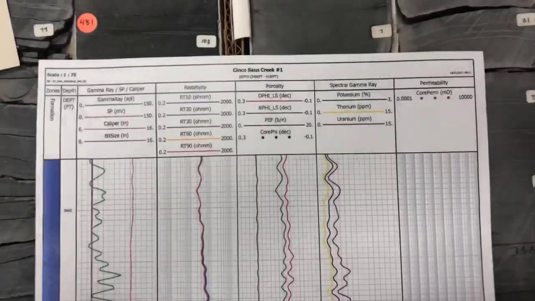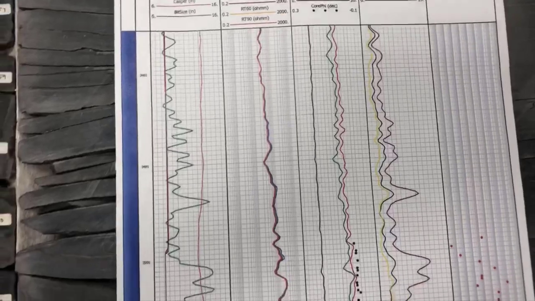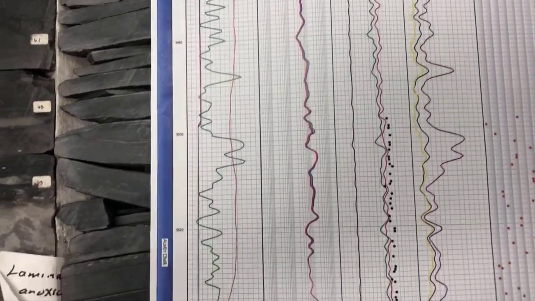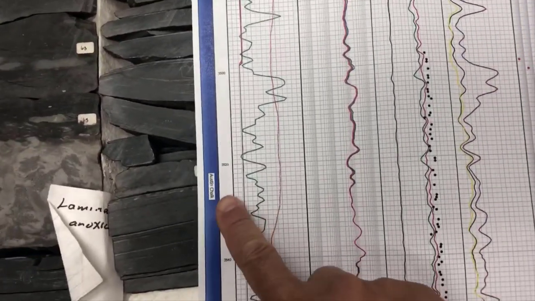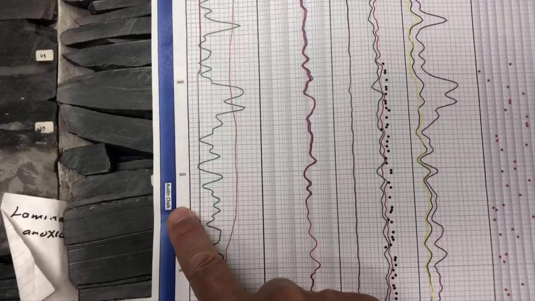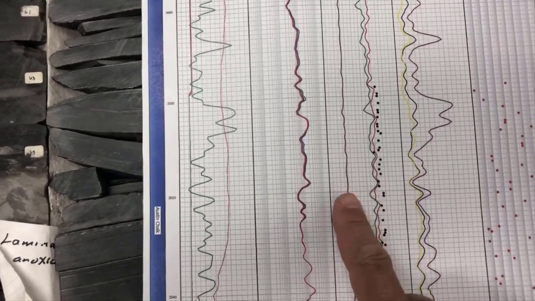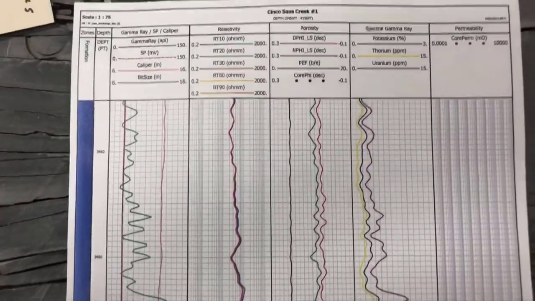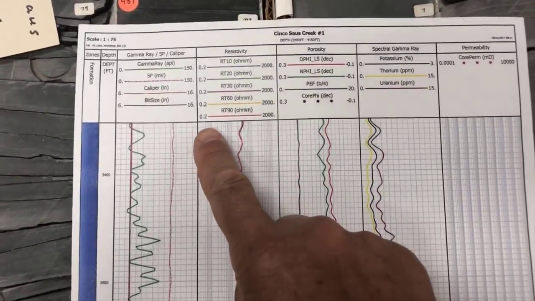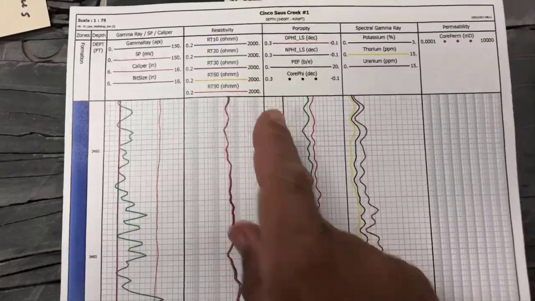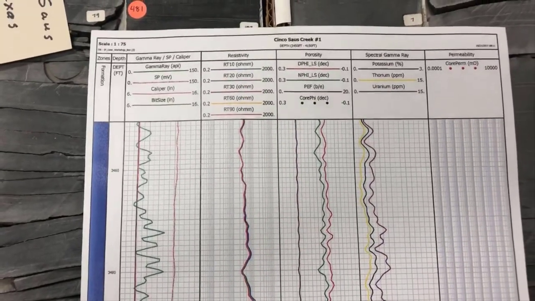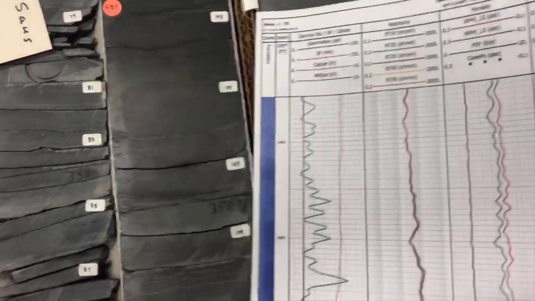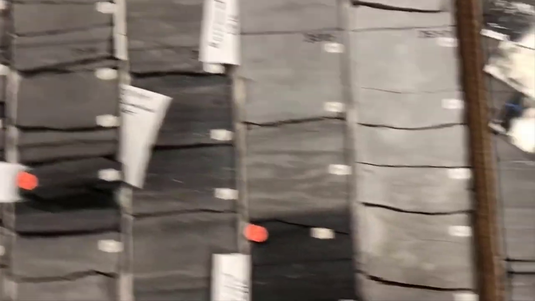So we're beginning. This part is the Austin Chalk. You're also going to see that the logs describe the formation itself as the Austin Chalk. And as we move along, we are going to remember the scales. So here we have, again, resistivities go from 0.2 to 2,000. So we're going to be moving along these formations as we go through here.